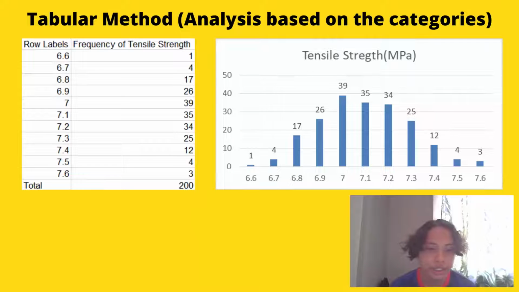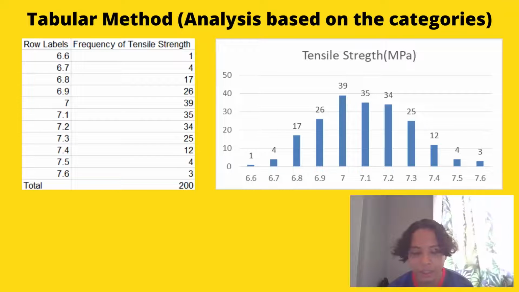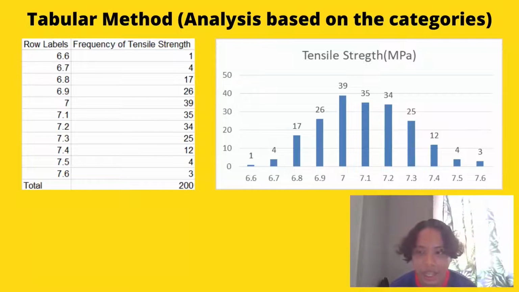Lastly, this is the tabular method, which is analysis based on categories. For tensile strength, we only use a small range, which is 0.1, because the data is not that much. We can see that the highest frequency for relative density is at row level 7, which is 39.